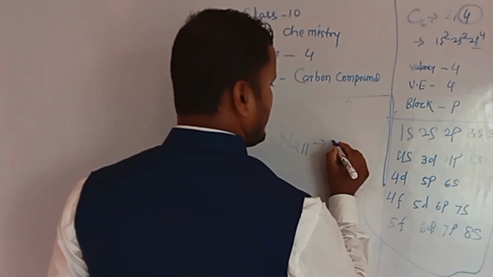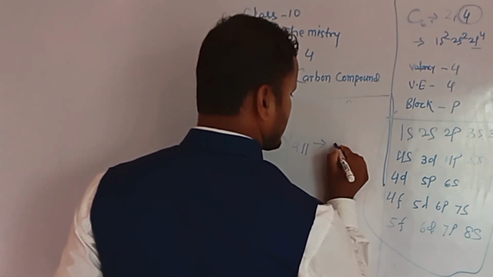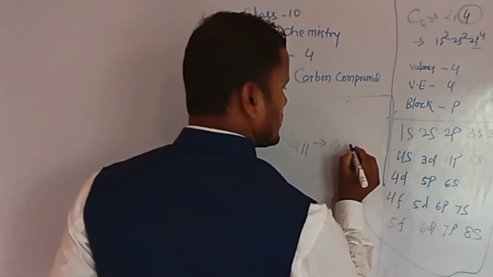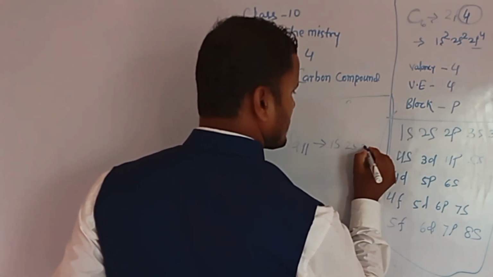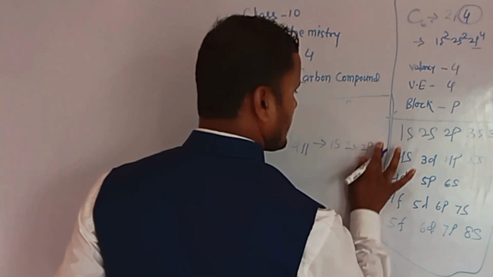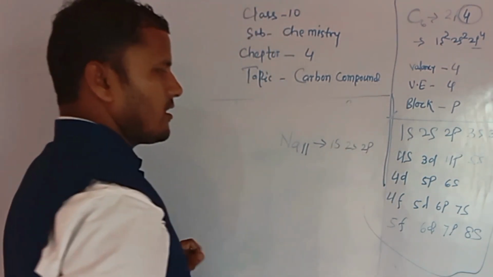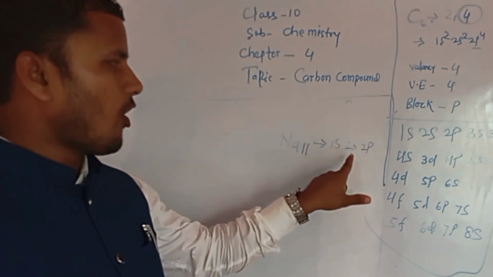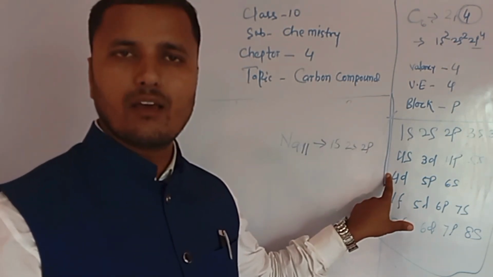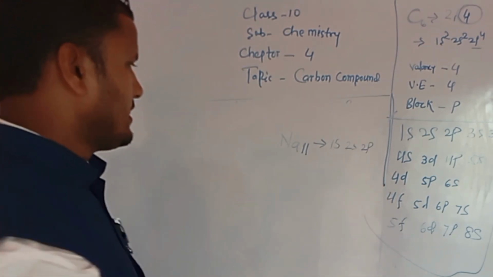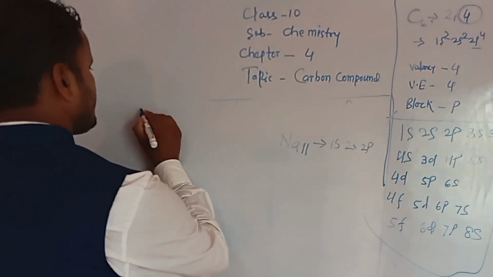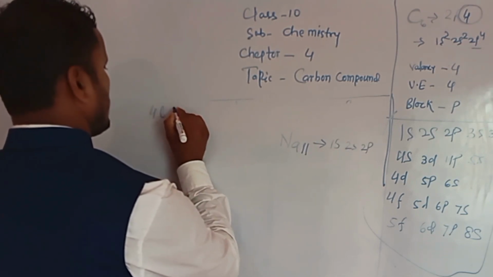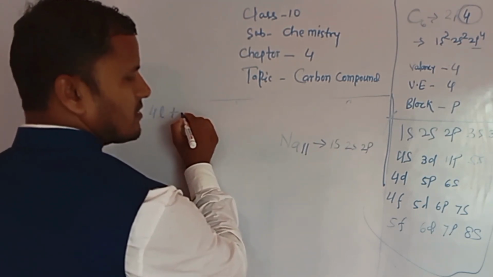Then we find 1s, 2s, 2p. Do you know how many electrons live in S? How many electrons live in P? Don't know? Okay. Here is the formula: 4l plus 2.